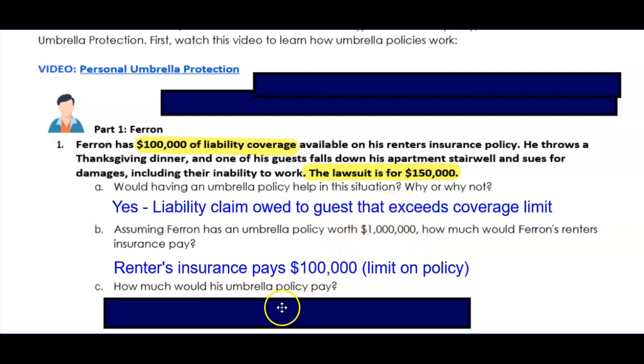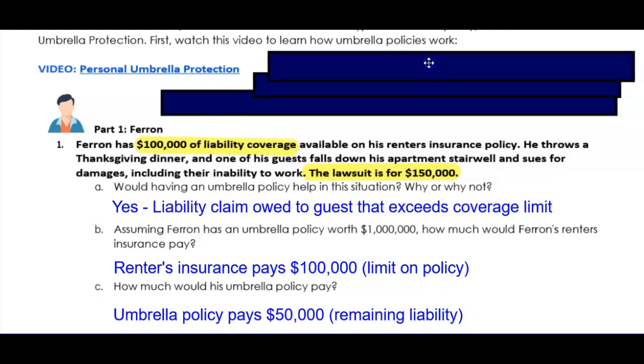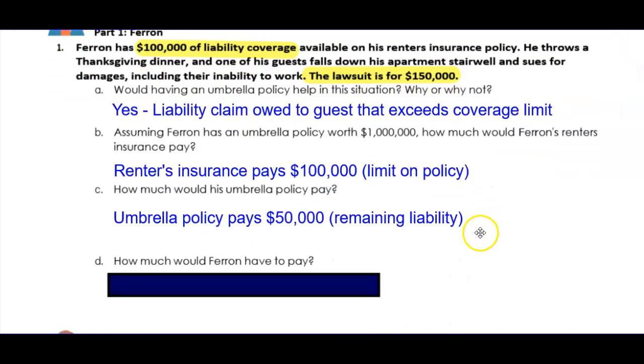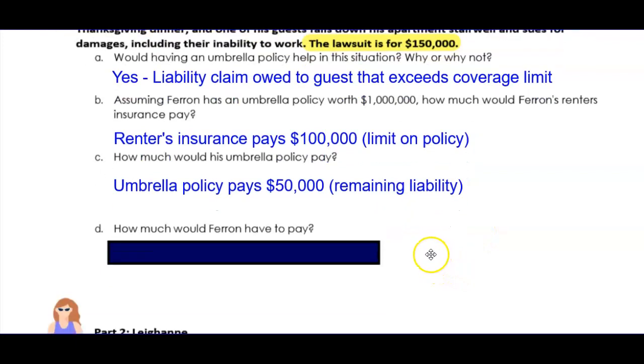How much would the umbrella policy pay? Well, consider what the purpose of the umbrella policy is. It is to cover in excess of your liability. So in this case, the excess would be found by subtracting the amount of coverage they have from the amount in the lawsuit, and you would end up with $50,000. So the umbrella policy would pay the extra $50,000. It's the remaining liability. How much would Farron have to pay? Consider this.